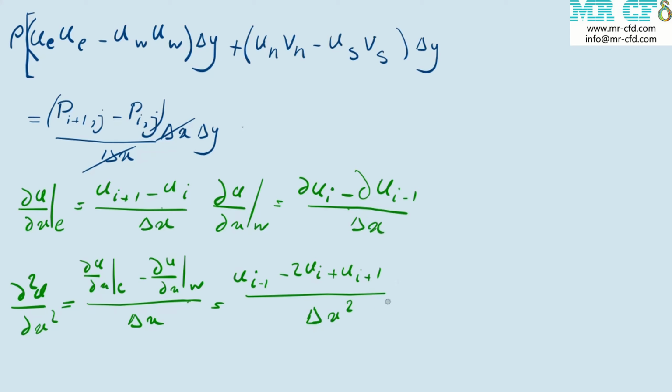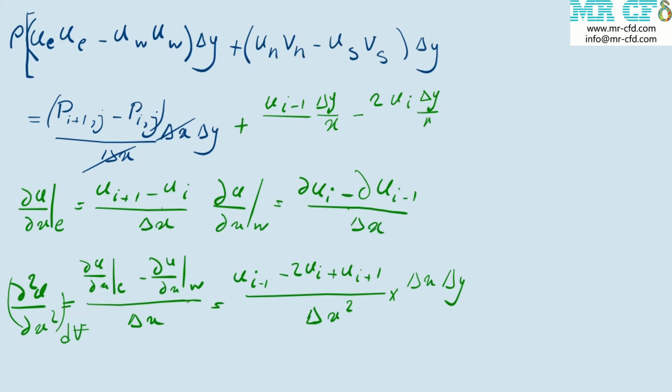If we multiply this value by the cell volume, delta x times delta y, the delta x terms cancel out in the numerator and denominator. For the discretization of the viscous terms, we can express this as u at index I minus 1 times delta y over delta x, minus 2 times u at index I times delta y over delta x, plus u at index I plus 1 times delta y over delta x.